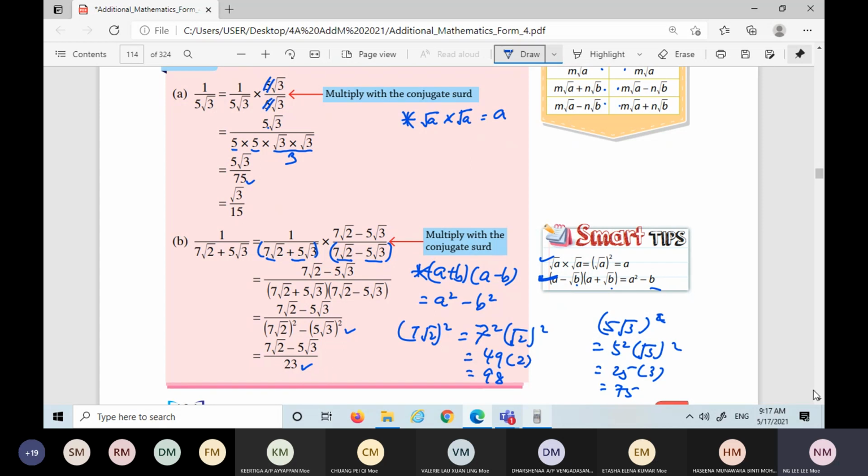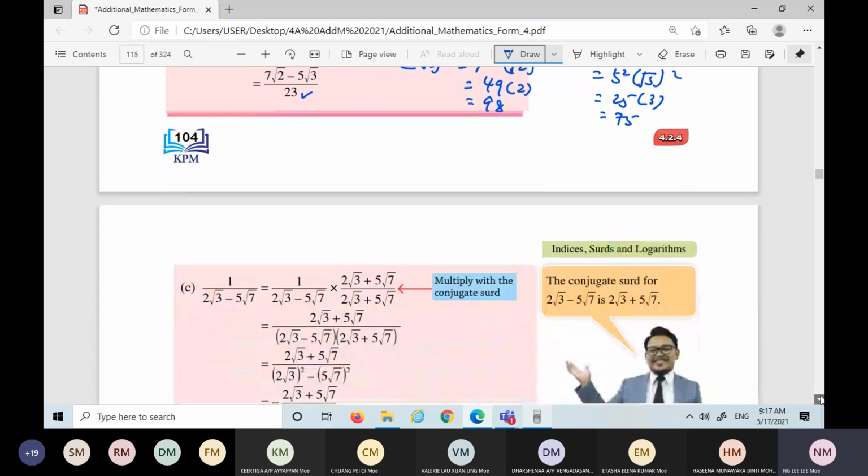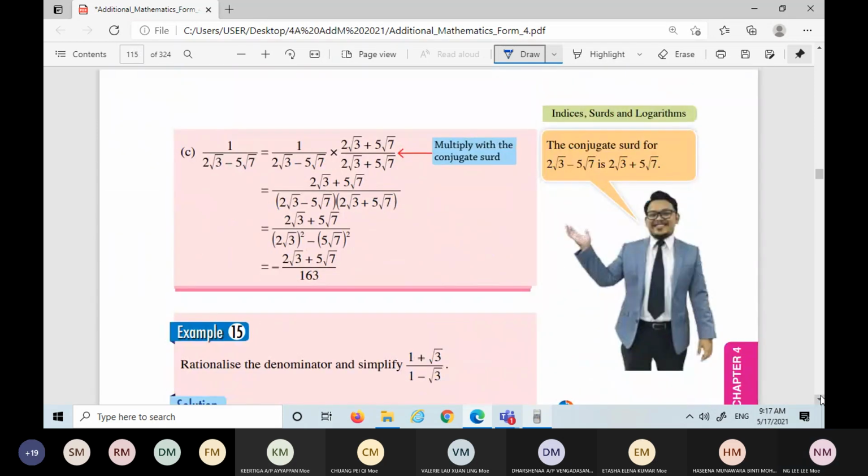Now we go to example C. Same thing, you have two terms. This is a third type. In between is minus, so your conjugate surd is repeat the two terms, but in between becomes a plus. Same thing here, 1 plus this whole thing, you just copy. Then we come to here, it is the same thing. This one is the A minus B, and this is the A plus B. So your answer is the same thing, A squared minus B squared. This is your A squared, and this is your B squared.